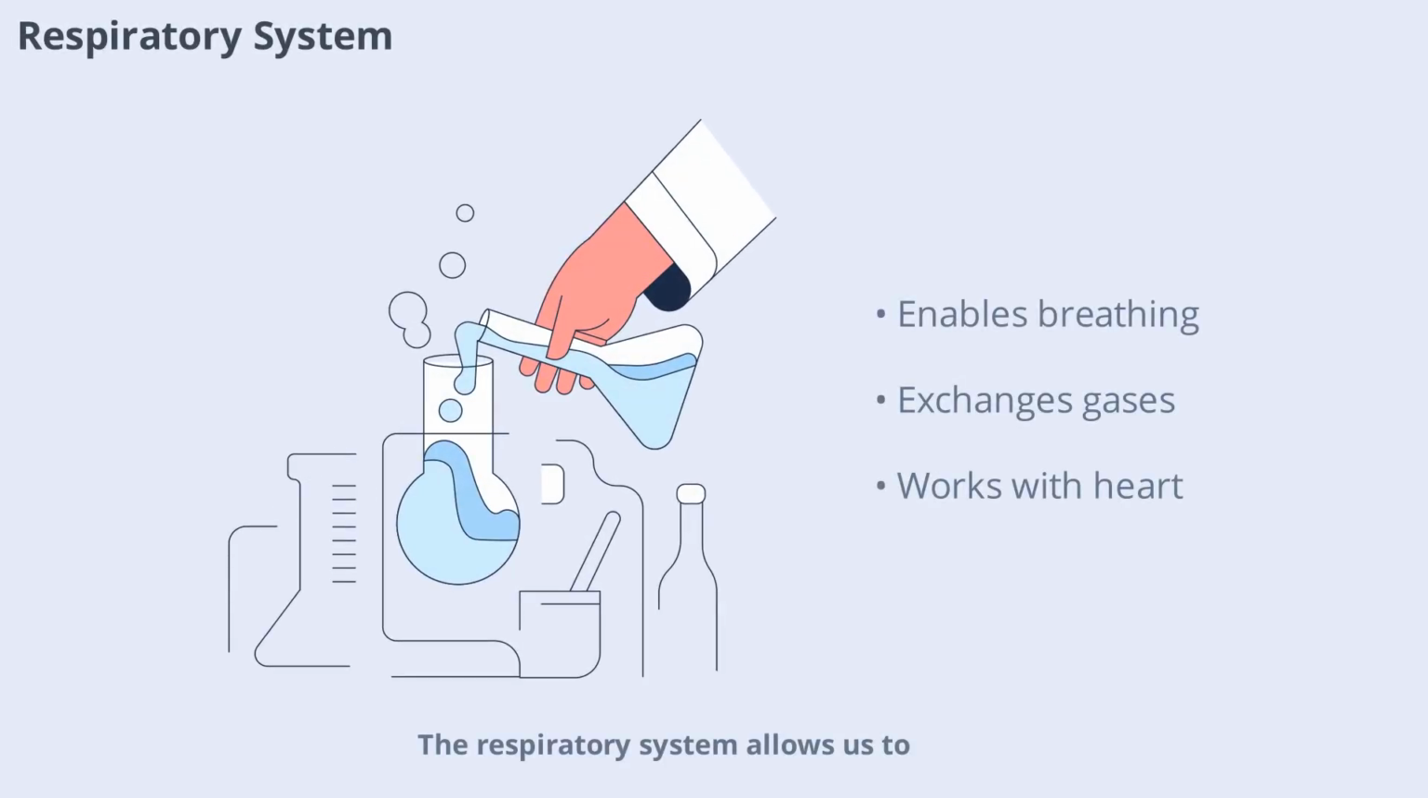The respiratory system allows us to breathe and exchange gases with the environment. It includes the nose, trachea, lungs, and diaphragm. Oxygen enters the body through the lungs while carbon dioxide is expelled. This system works closely with the cardiovascular system to deliver oxygen to tissues and remove waste gases.